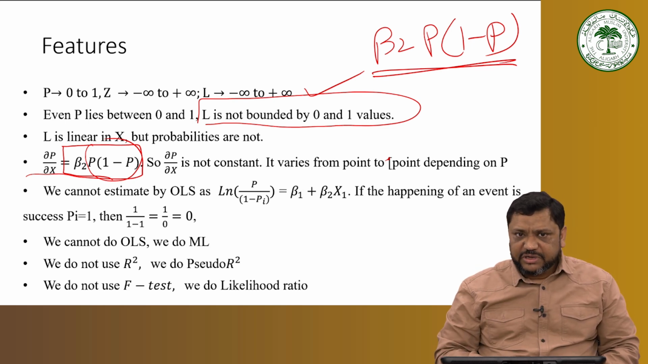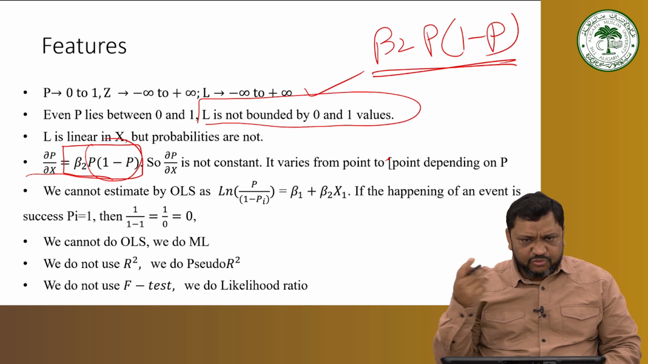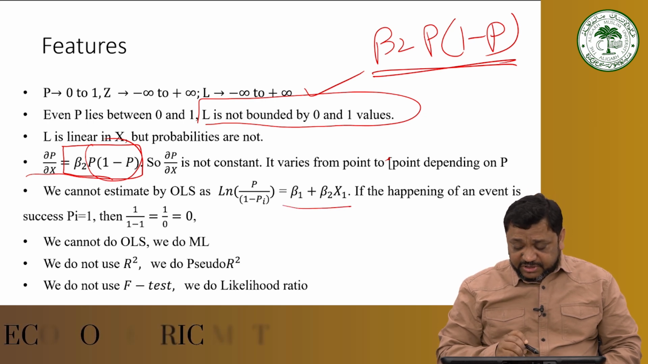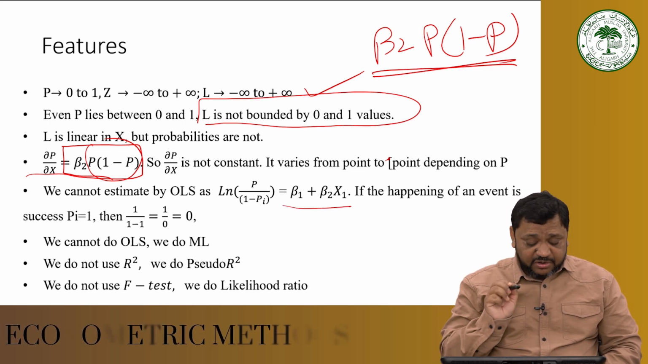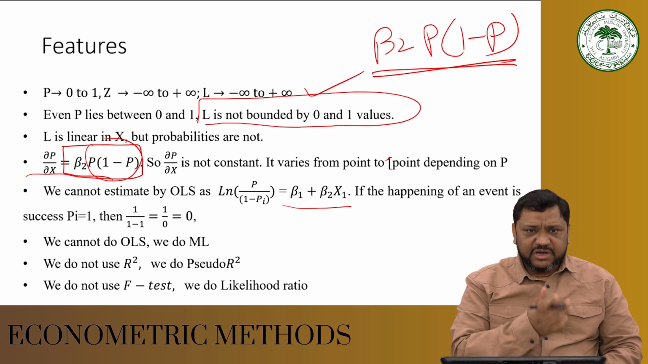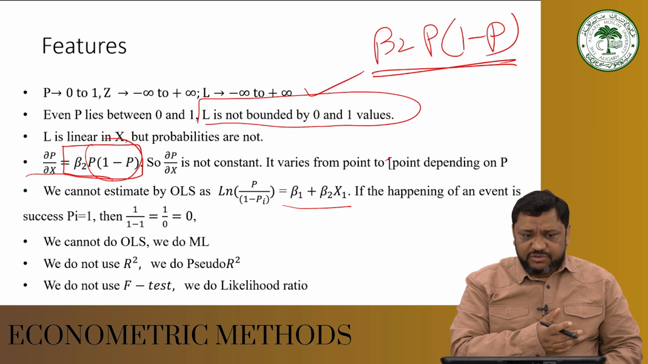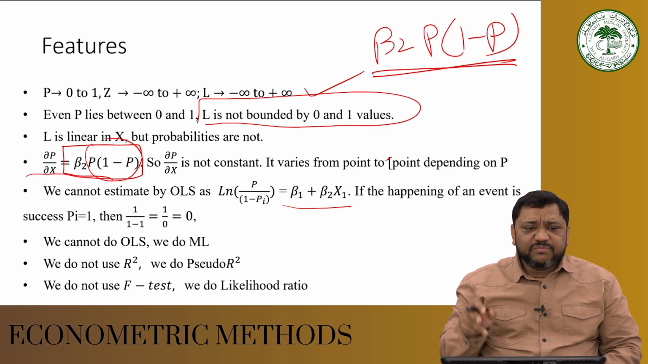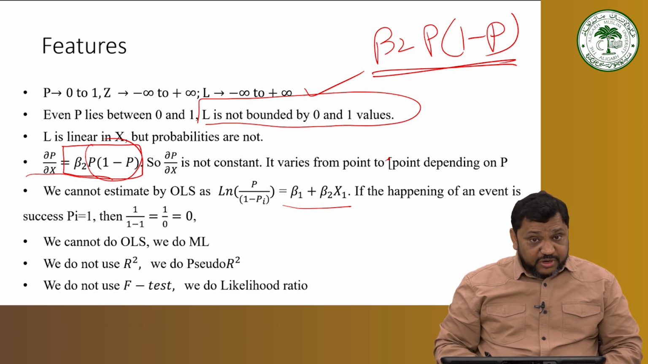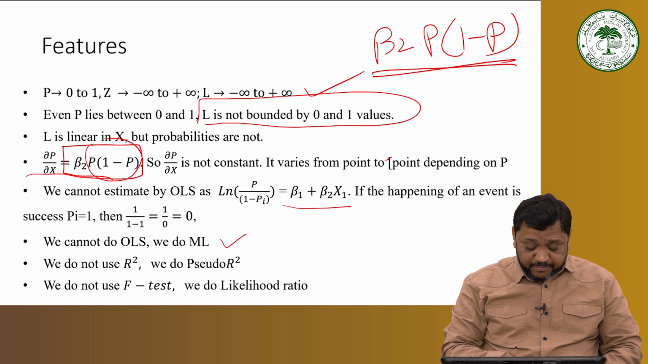We cannot estimate by OLS. We use the maximum likelihood method. So ln of p divided by 1 minus pi is equal to beta 1 plus beta 2 xi. If the happening of an event is success, if we define having a car as a success, pi is equal to 1, then 1 upon 1 minus 1 is equal to 1 upon 0, which is undefined. We cannot do OLS, we do ML, the maximum likelihood model.